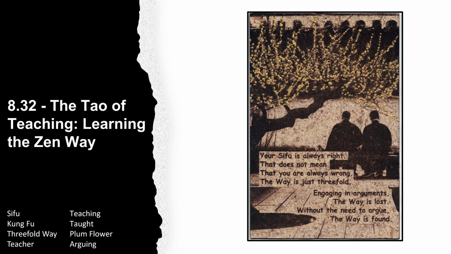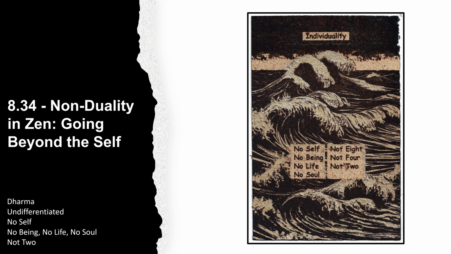consider other perspectives. This theme delves into the heart of our consumerist society where individuals are encouraged to define themselves through what they buy and consume. The key concepts of this artwork are Dharma, the teachings of the Buddha and the natural laws that govern the universe. Undifferentiated, the idea that everything is fundamentally interconnected and that there is no separation between self and other.